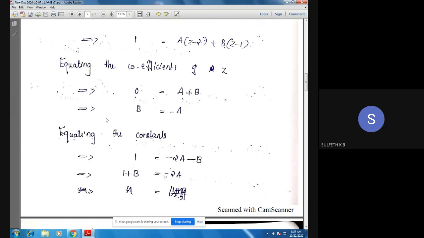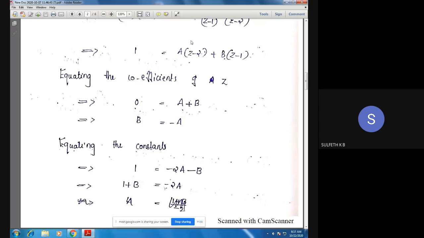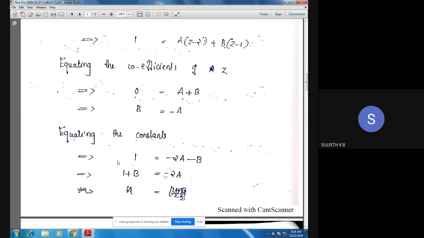Also, we can equate the constant terms. In LHS, the constant term is 1. In RHS, A is a constant and minus 2 is a constant; multiplying these two, we get minus 2A. B is a constant and minus 1 is a constant; multiplying these two terms, we get minus B. Therefore, in RHS the constant terms are minus 2A minus B, and in LHS the constant term is 1.